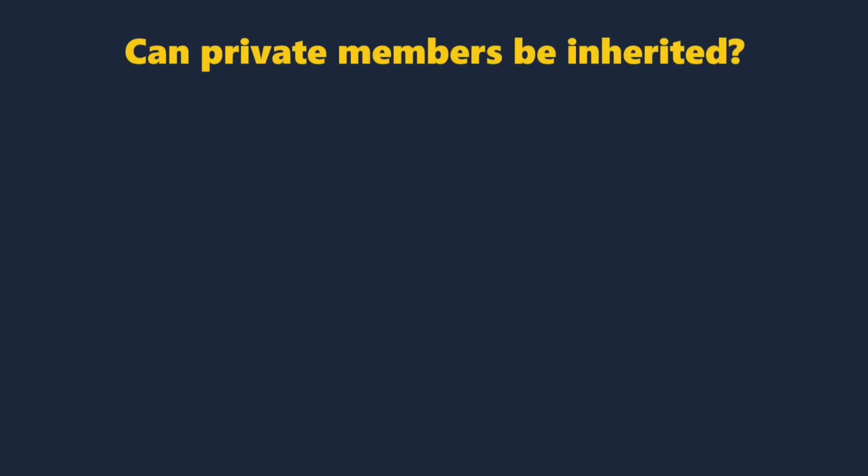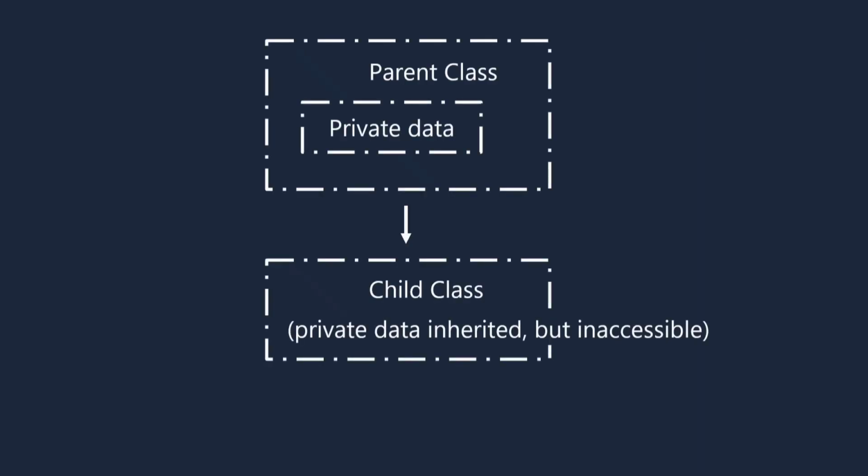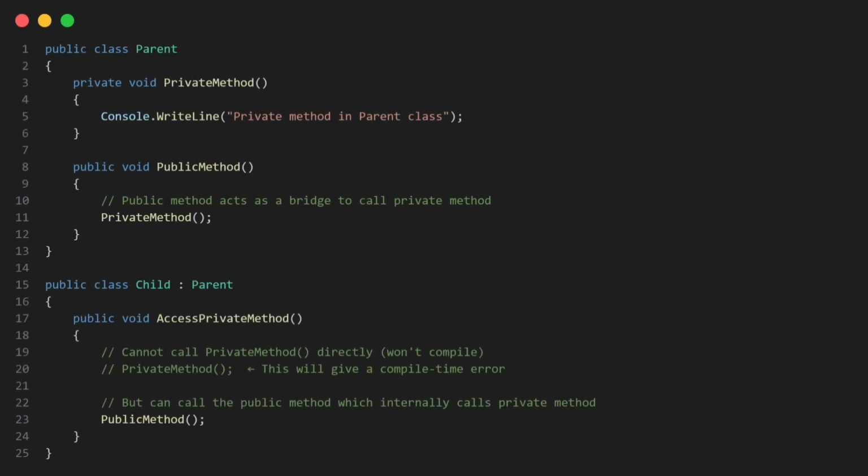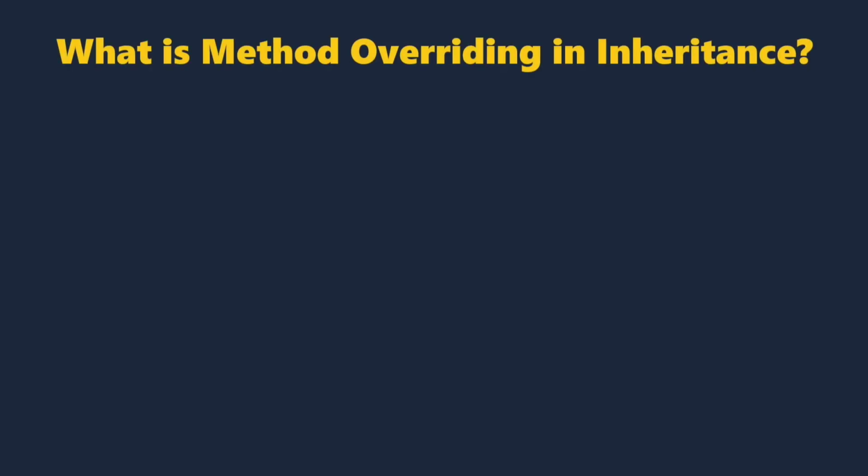Can private members be inherited? So the answer is, technically private members of a parent class are inherited, but you can't access them directly in a child class. Think of it like a family secret. The child inherits it but can't directly use it unless there is a protected or public method in the parent to access it.